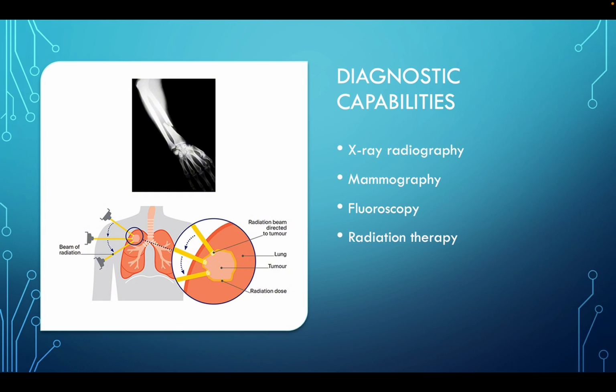They include X-ray radiography, mammography, fluoroscopy, and radiation therapy. The first three are used to check the human body, like checking for foreign objects, dental problems, or certain tumors and other abnormal masses. And the last one, radiation therapy, is used in cancer treatment, which uses X-rays to destroy cancerous tumors and cells by damaging their DNA.